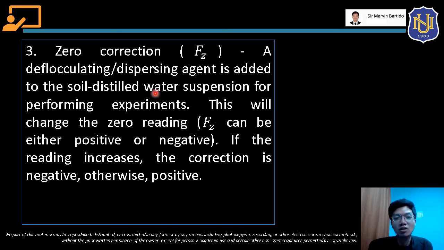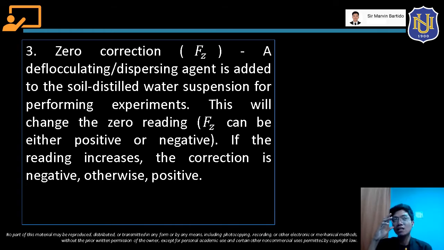Okay, so our third correction class is called zero correction. This is denoted as F sub Z. A deflocculating or dispersing agent is added to the soil distilled water suspension for performing experiments. This will change the zero reading. As I've mentioned earlier, class, dun sa soil sample natin, hinahaluan natin yun ng deflocculating agent. Because of that deflocculating agent or dispersing agent, nagkakaroon ng pagbabago dun sa reading natin. Kailangan nating malaman yung correction for that.